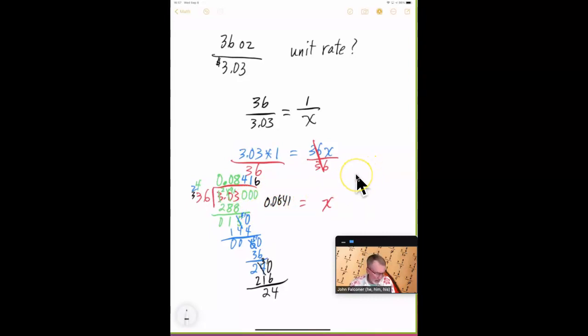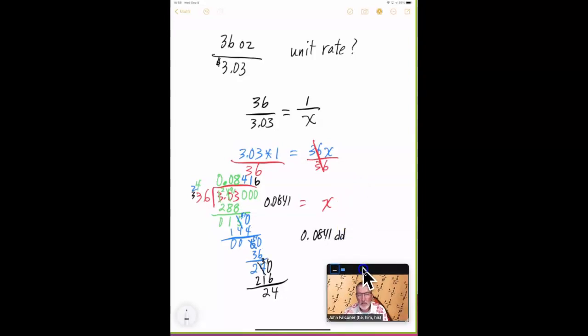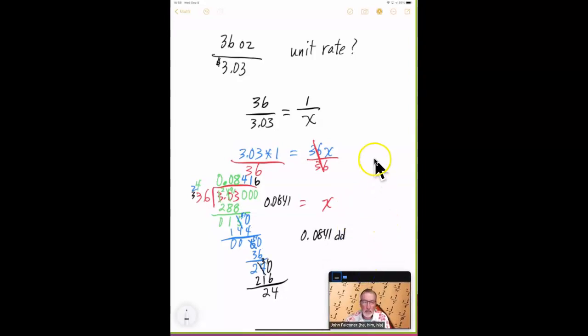So the way to do that is we have 0.0841 dollars, and we have to convert this into cents. So we know that 100 cents is equal to $1.